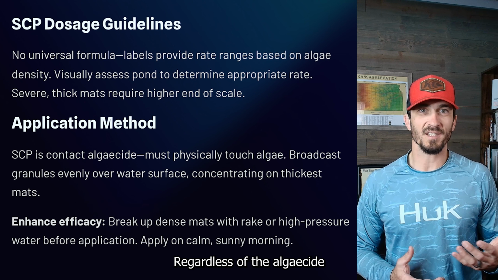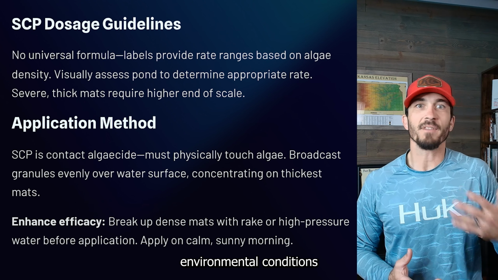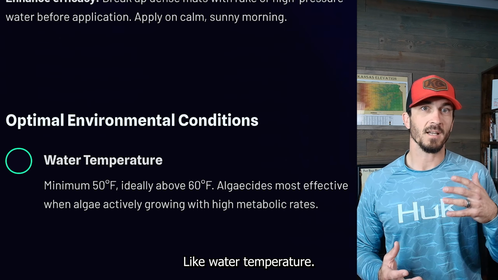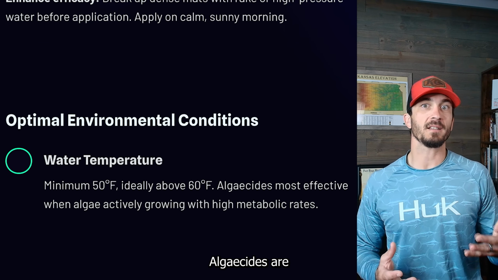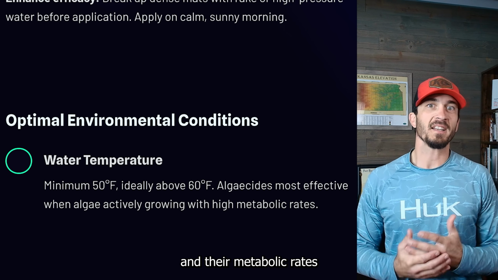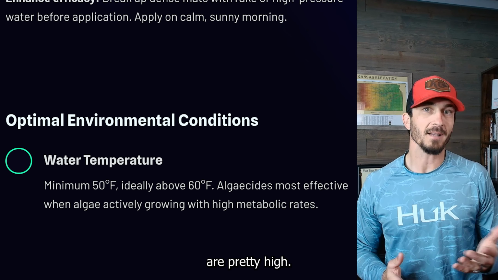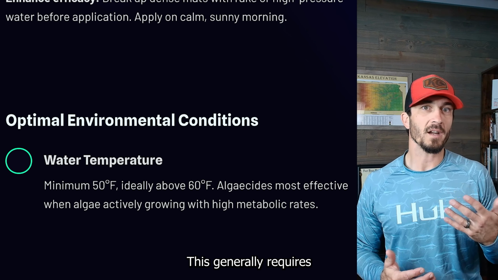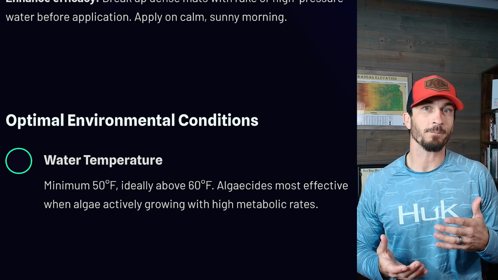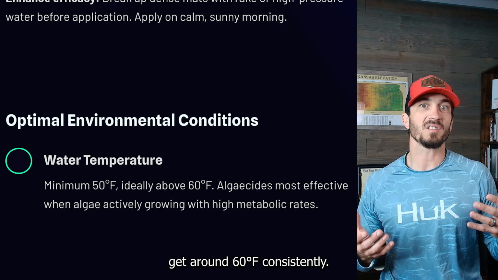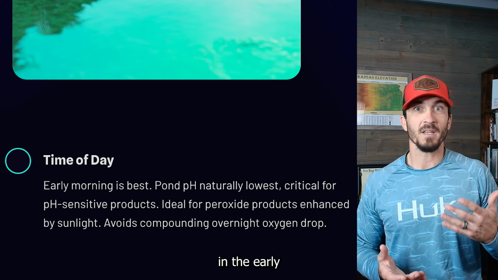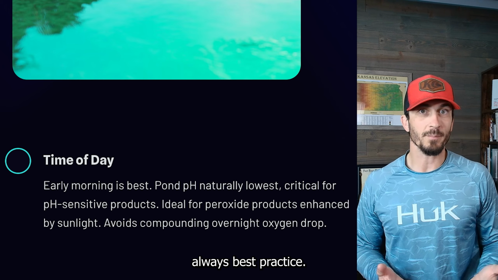Regardless of the algicide chosen, certain environmental conditions will optimize the treatment's success, like water temperature. Algicides are most effective when algae are actively growing and their metabolic rates are pretty high. This generally requires a water temperature of at least 50 degrees, with most labels recommending treatment when temperatures get around 60 degrees Fahrenheit consistently. The time of day is another good one. Applying them in the early morning is almost always best practice.